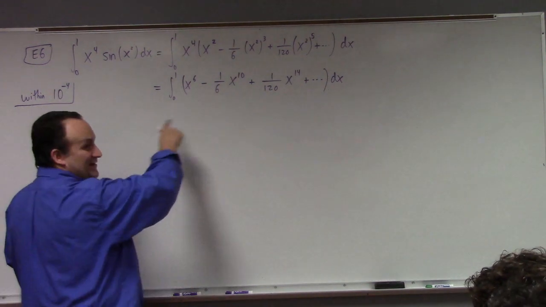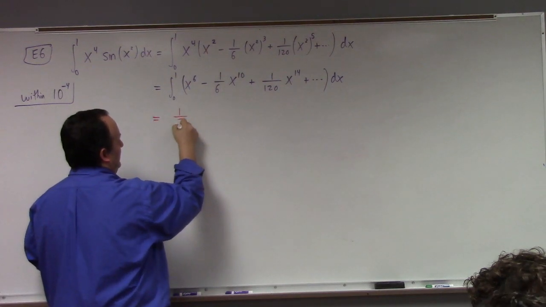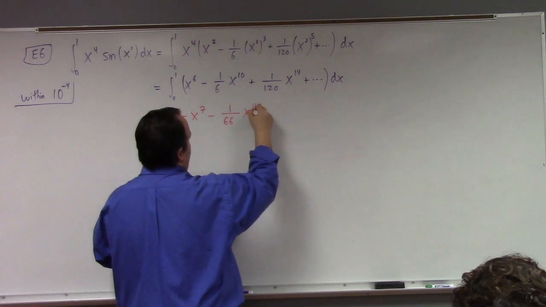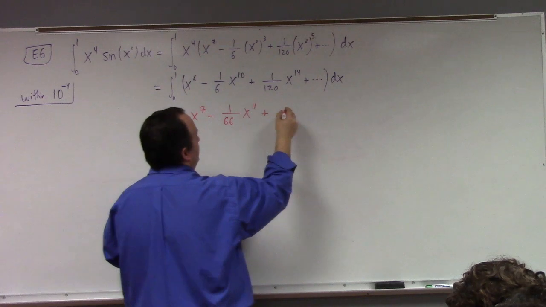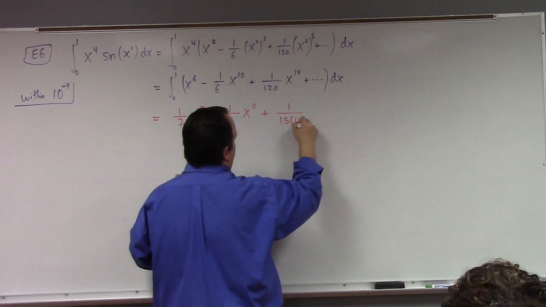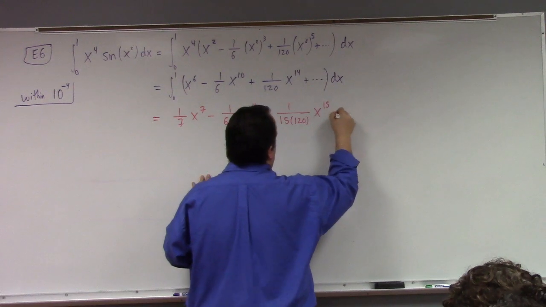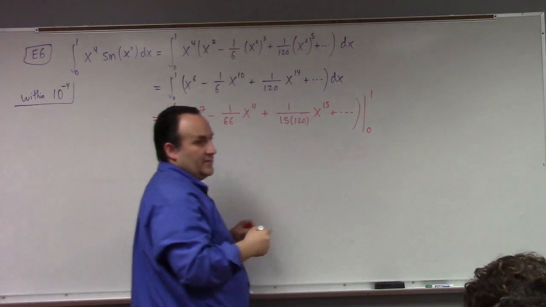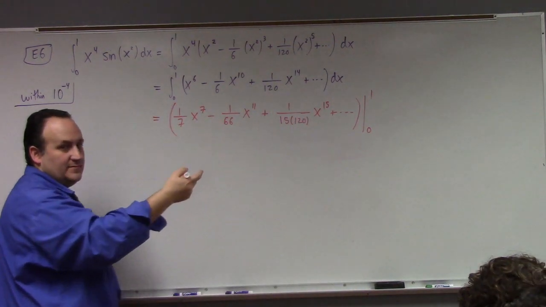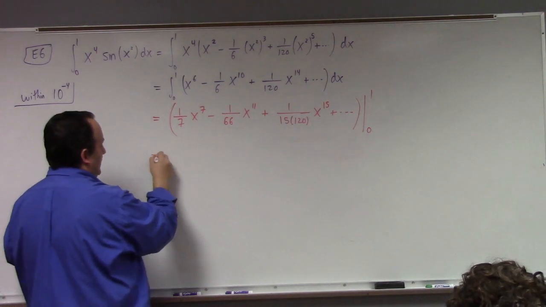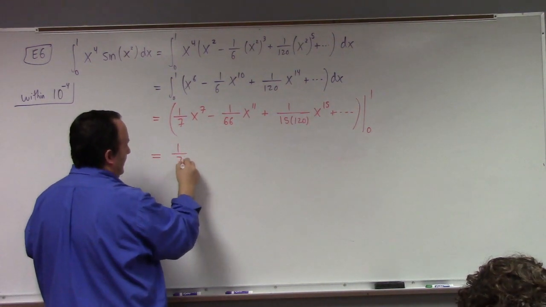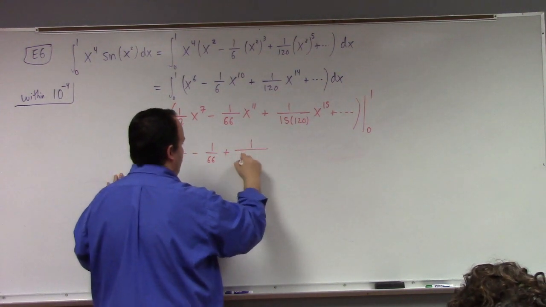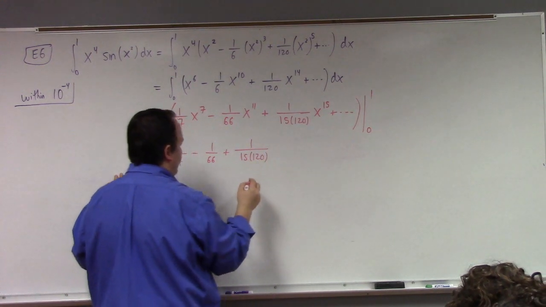So then we integrate, right? So we have 1/7 x to the 7th minus 1 over 66 x to the 11th plus, wowzers, 1 over 15 times 120 x to the power 15 plus dot dot dot. Fundamental theorem of calculus, part 2, still applies. Evaluate from 0 to 1. But of course, when we plug in 0, we get 0. When we plug in 1, we get 1/7 minus 1/66, plus 1 over 15 times 120. Now I'm starting to feel like maybe I didn't take enough terms.